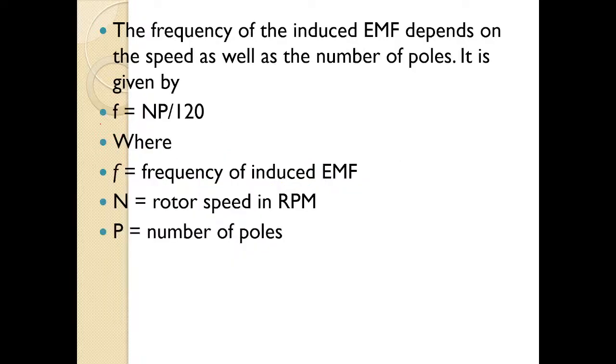Now, the frequency of the induced EMF will be proportional to the rotor speed and number of poles. So F will be equal to N into P by 120. Voltage is induced in this alternator, and the frequency of that induced EMF will always be equal to N into P by 120.